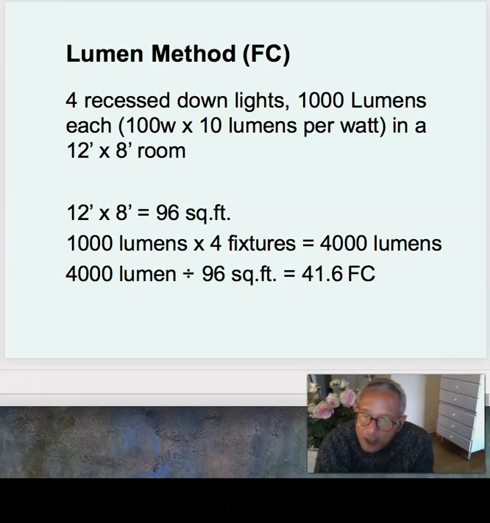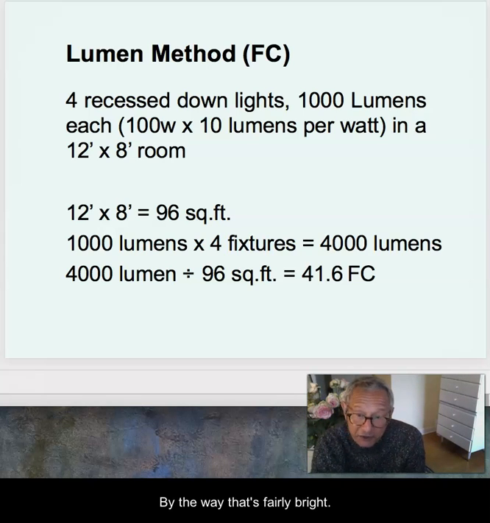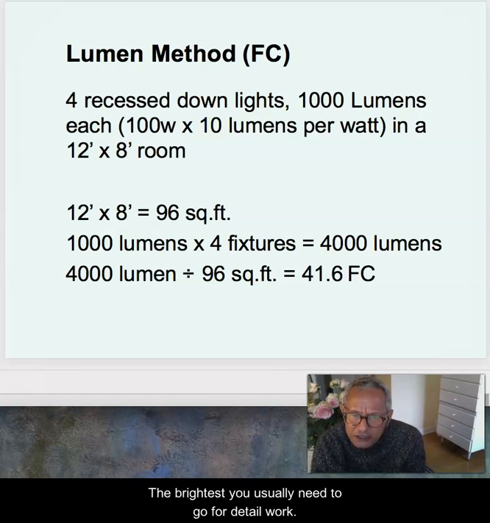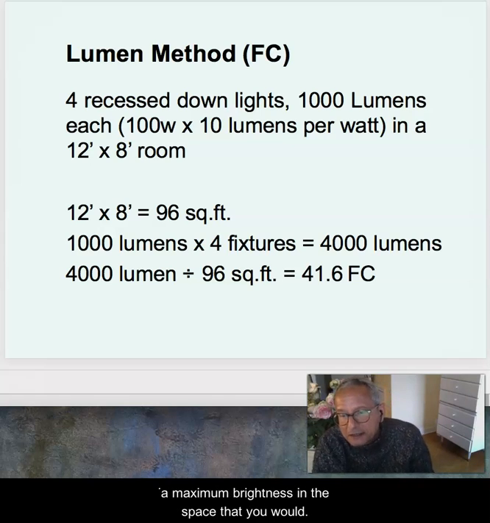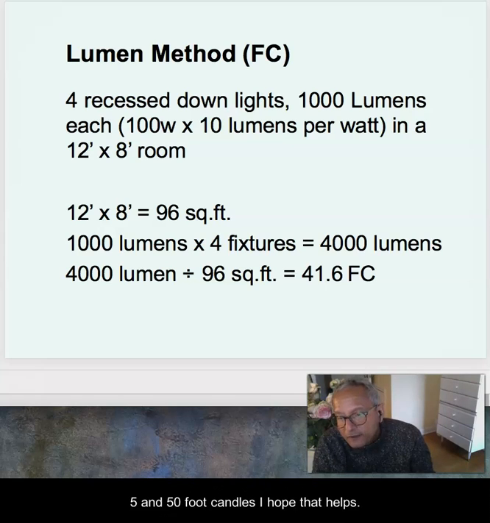foot candles. By the way, that's fairly bright. The brightest you usually need to go for detailed work, other than say surgery, is 40 to 50 foot candles. So this would be a maximum brightness in a space that you would typically go. For a thing like a car door, you'd go down to maybe only about 5 foot candles, and there are all levels in between. But typical residential levels are between 5 and 50 foot candles. I hope that helps.